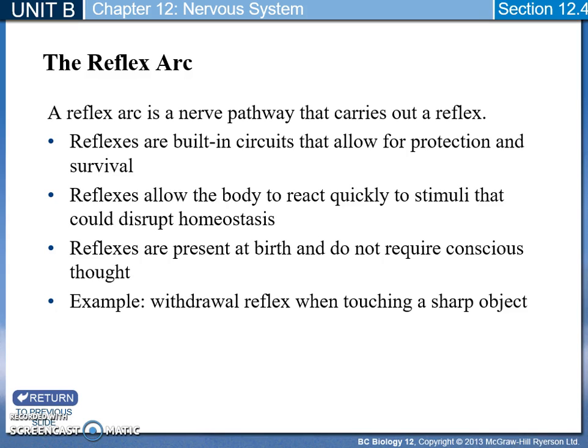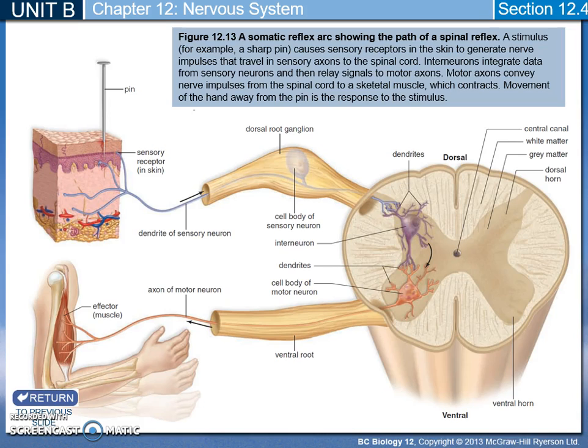For example, when you touch a sharp object or something hot. So this is sort of the way that it's hardwired. And so you have a somatic reflex arc here, where you have the stimulus that is perceived, and it causes sensory receptors in the skin to generate nerve impulses that travel in the sensory axons to the spinal cord. And then in the spinal cord itself, we have interneurons that integrate the data from these sensory neurons and then relay signals to the motor axons.